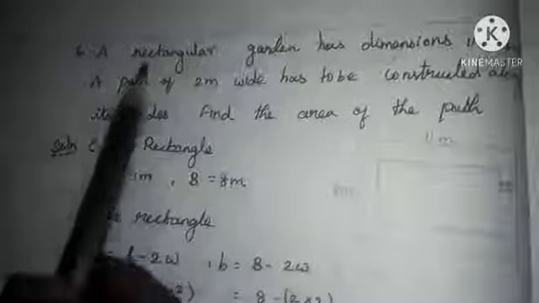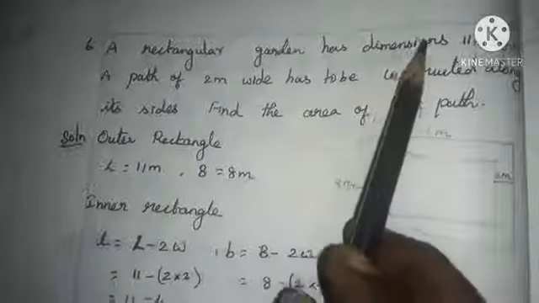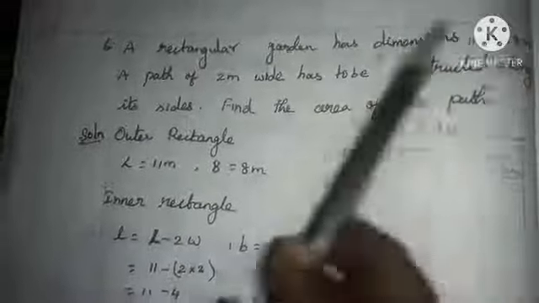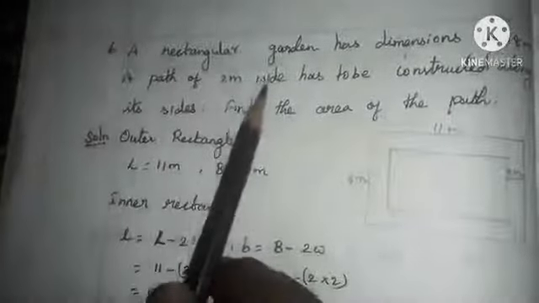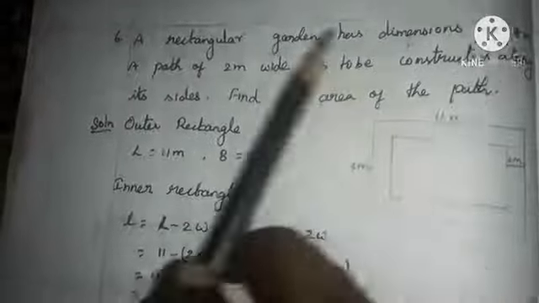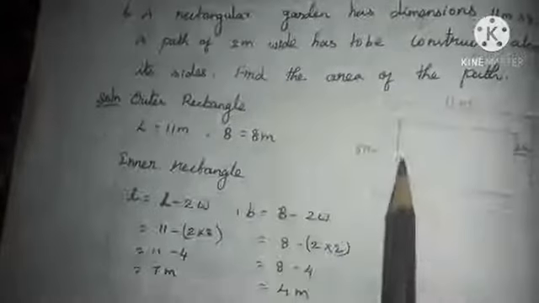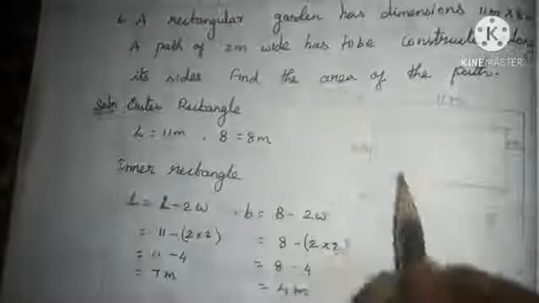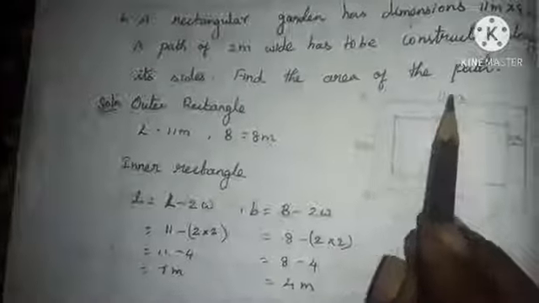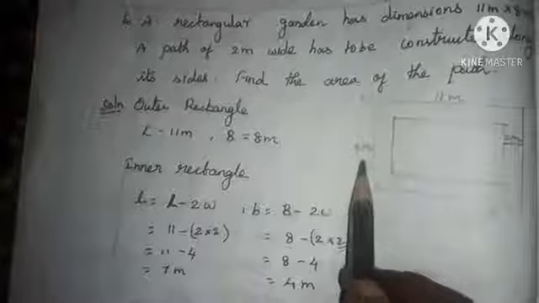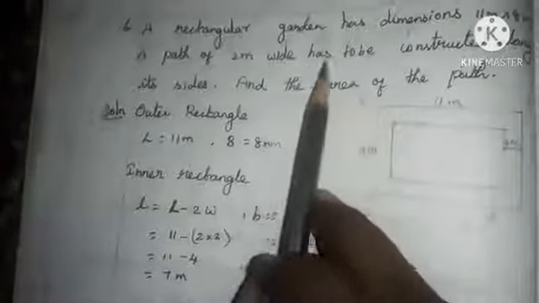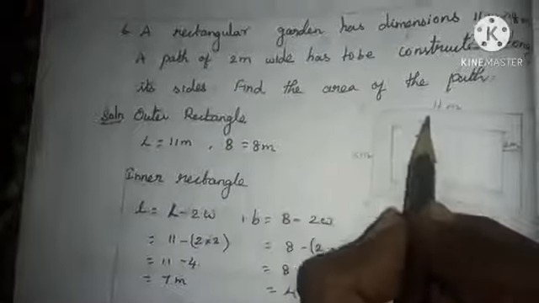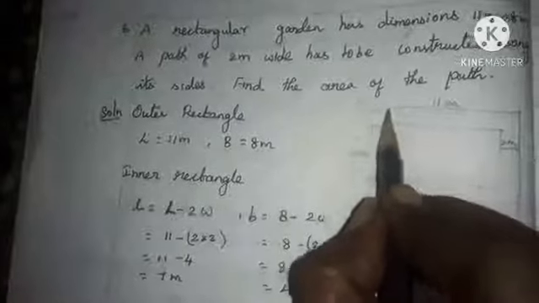Sixth one: a rectangular garden has dimensions 11 meter and 8 meter. A path 2 meter wide has to be constructed along its sides. Find the area of the path. Here, ABCD is the rectangular garden of length 11 meter and breadth 8 meter. We know that the path is constructed inside the garden. Therefore, this is the area of the path.